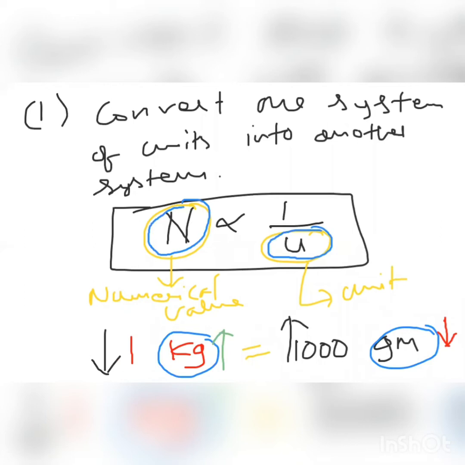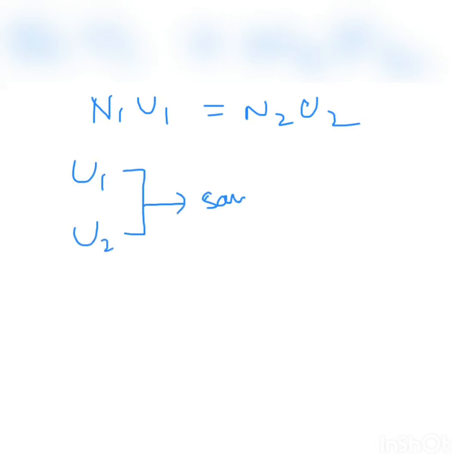Now, how to apply this? Let us take one example, the application part, and discuss it here. Here we said that N1 U1 is equal to N2 U2. N is the numerical value and U1 is the unit, U2 is the unit. U1 and U2 are related to the same physical quantity. That means we are comparing the same physical quantity, numerical value and units.